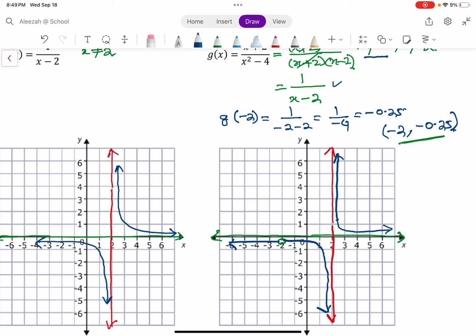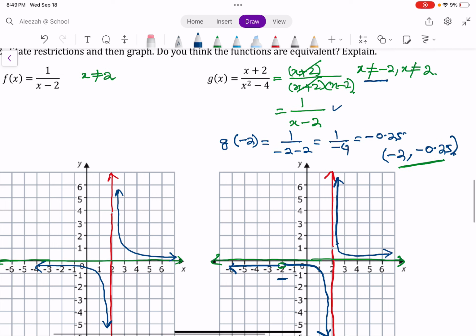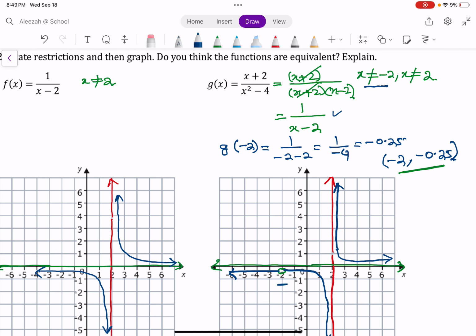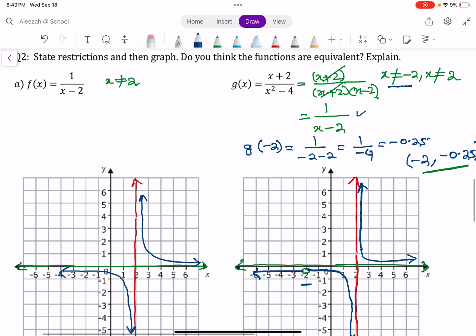Now this graph, the graph of g of x, has a hole at that point, right? So whenever you have a rational function which has a common factor in the denominator and the numerator, at that point the graph has a hole, right? And f of x and g of x are not equivalent because the restrictions are not the same, right? So for a function, if the restrictions are not the same, though the functions look the same, they are not equivalent.